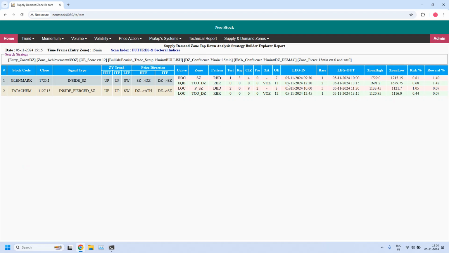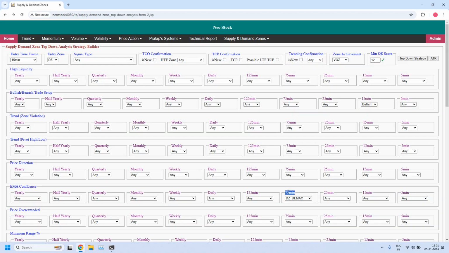And these 2 TCO demand zones are created today only. So the trend change happened today. Okay, next let us look for LTF, ITF, HTF demand zone confluence.